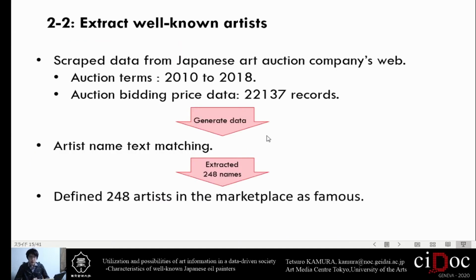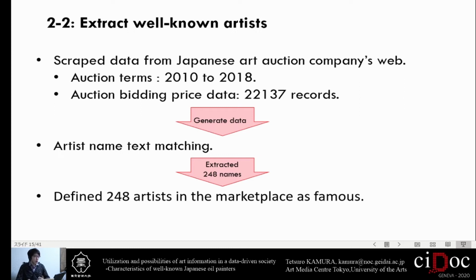Next, extract well-known artists. To extract well-known artists from art yearbooks, we use the result of art auction data scraped from one of the Japanese auction company websites. And then we generated text data after text matching with the artist names. We were able to extract 248 names from auction data. After that, we defined that these names are famous artists in the marketplace.